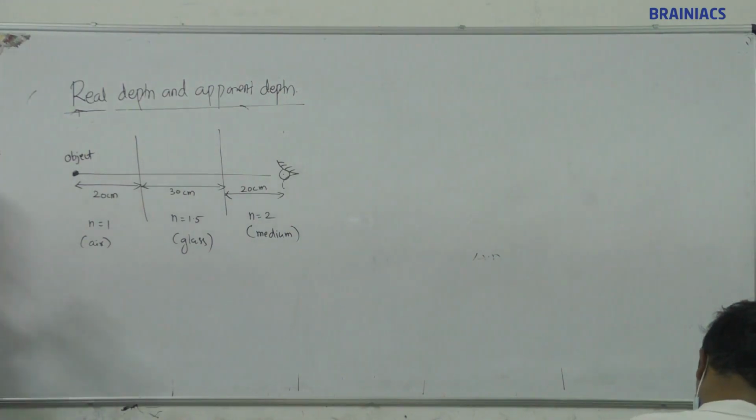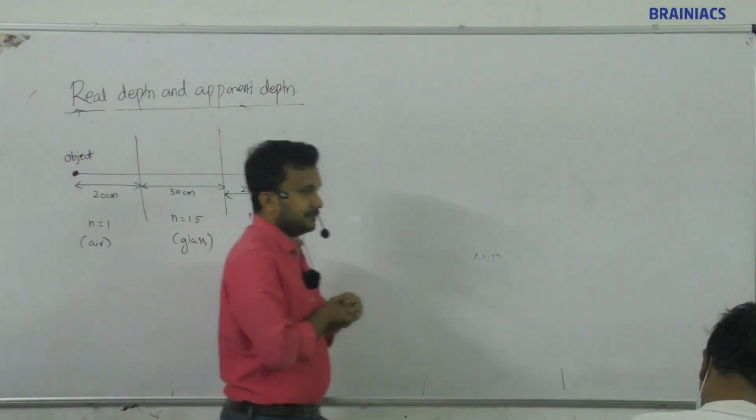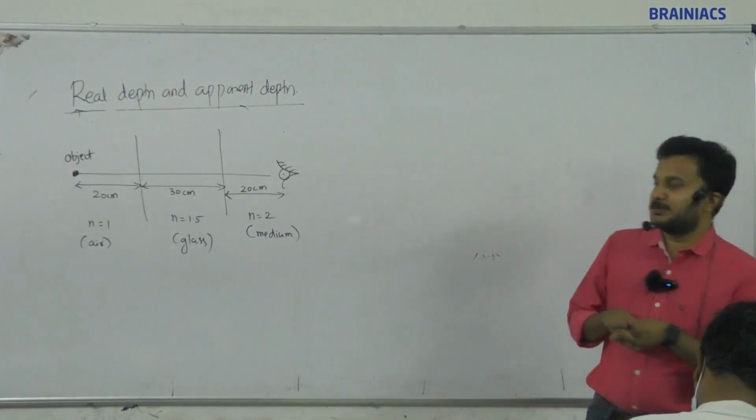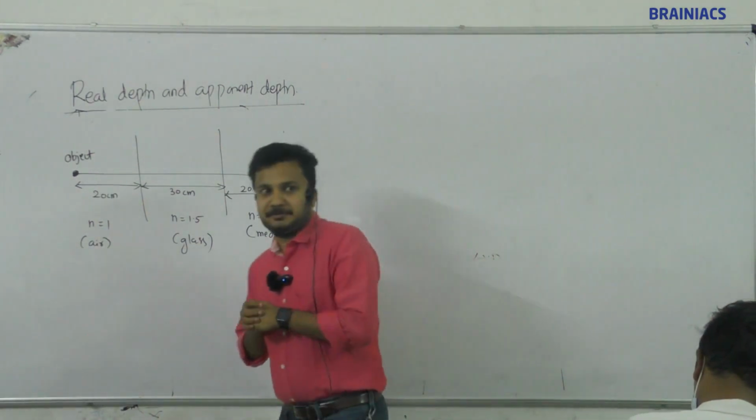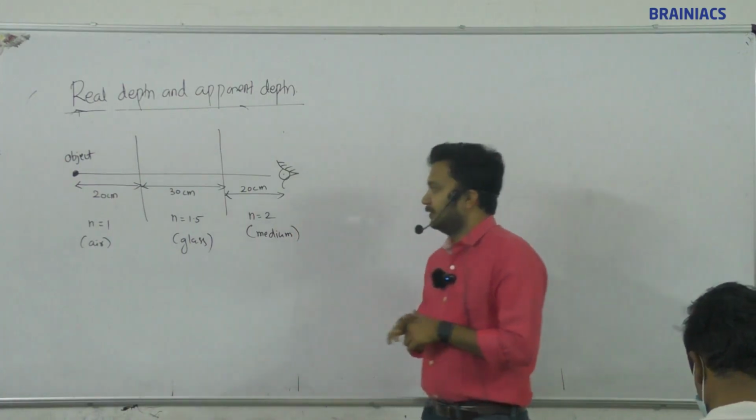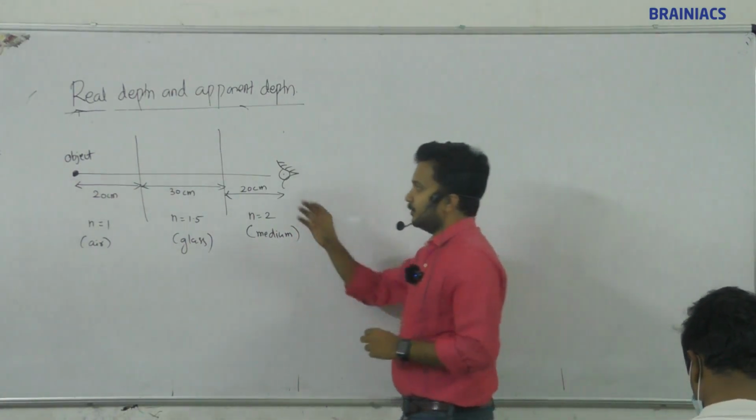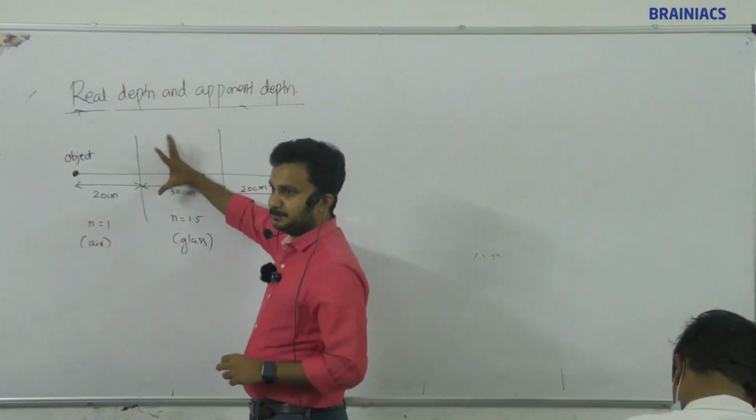Step by step. How will we start first? Where does the eye have to be placed? In which medium do I have to place my eye? So glass is where I place it. I am looking from here.